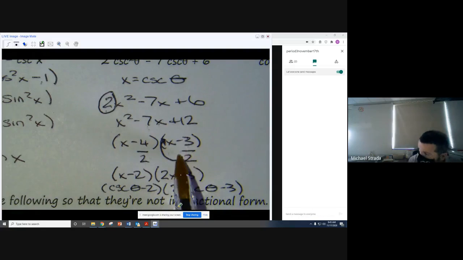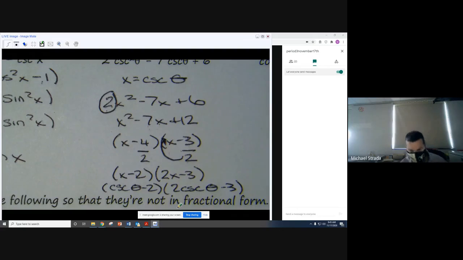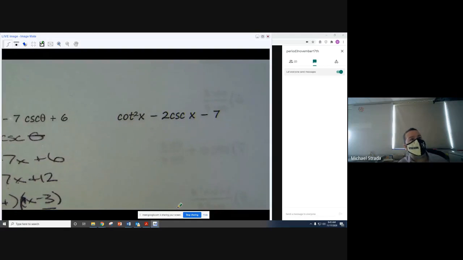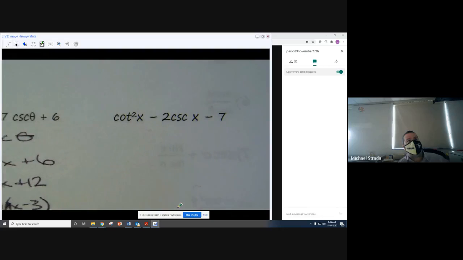As soon as you reduce your fraction, just take whatever your denominator is, put it in front of your variable. Good? All right. Next one, cotangent squared x minus 2 cosecant x minus 7.